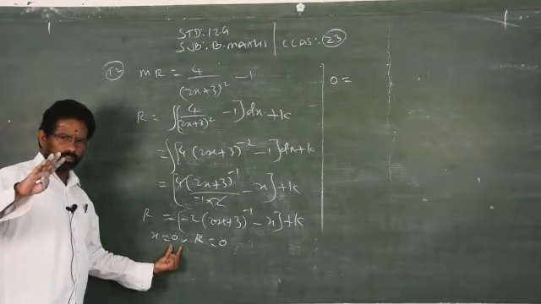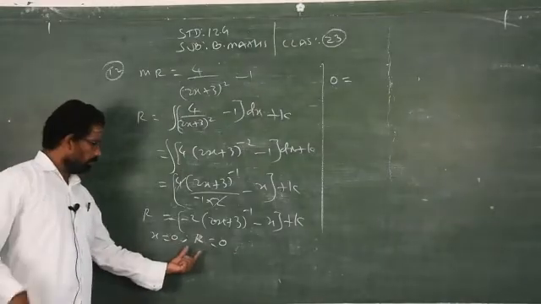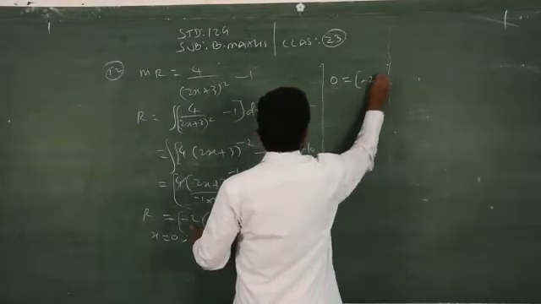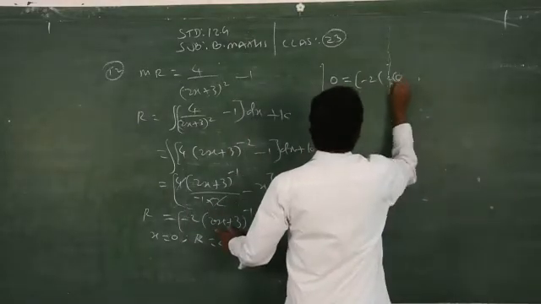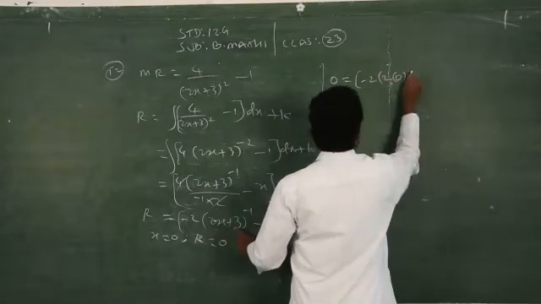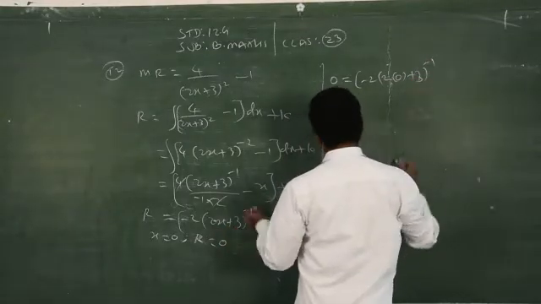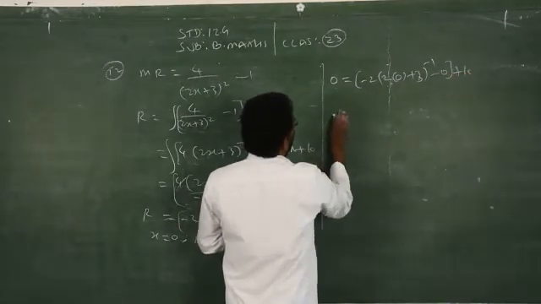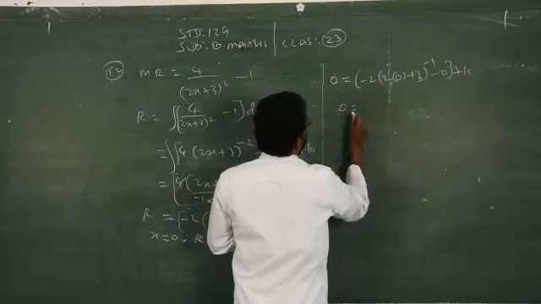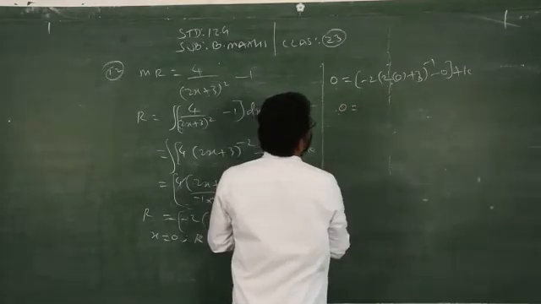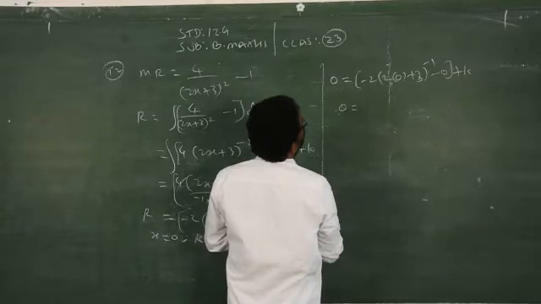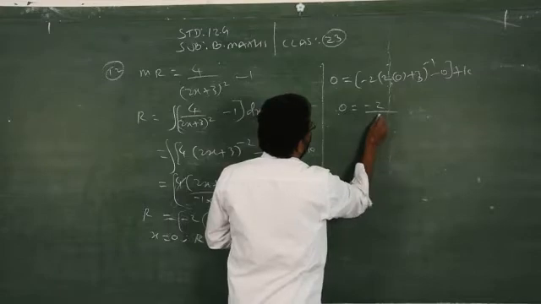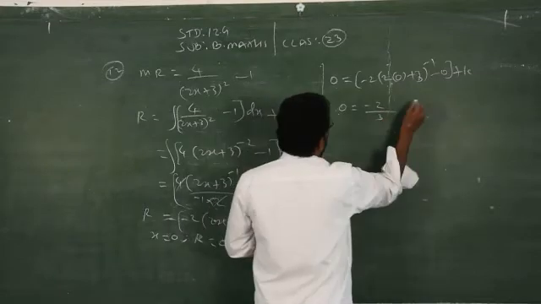When the units are not sold, what is your income? Income also will become 0. That is, R is also 0. So I am just replacing all the information that I know. 0 plus 3 power minus 1, this is 0 plus k. So 0 is equal to, this will be 0 minus 2 by 3, clear, plus k.